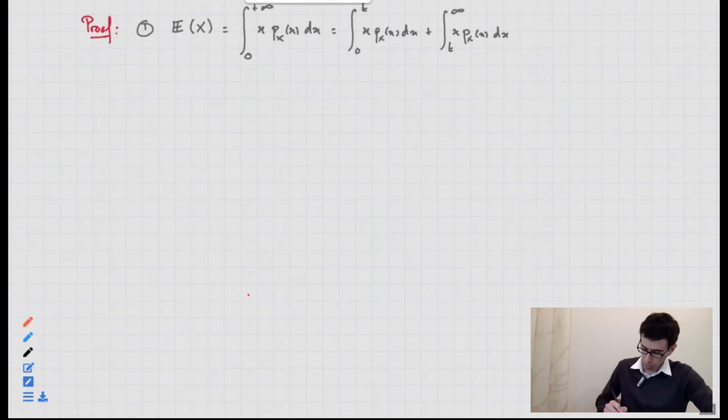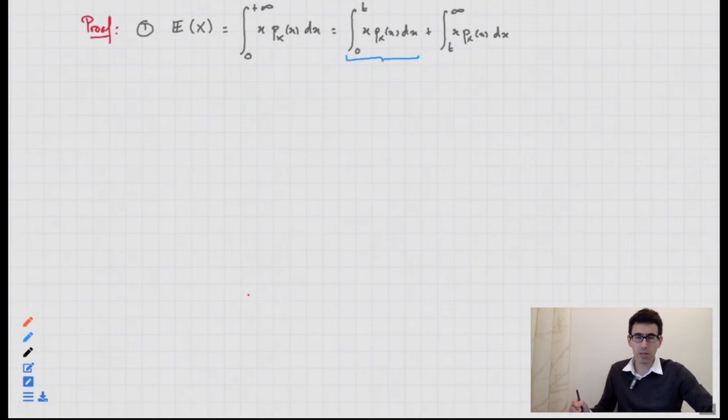And now I'm going to try to find lower bounds on these quantities. So the first term, which is here, this integral from 0 to t, I don't know what that is. But I know that x is positive, and p_X is a density, so it has to be positive too. And so as a result, I can always lower bound that by 0.